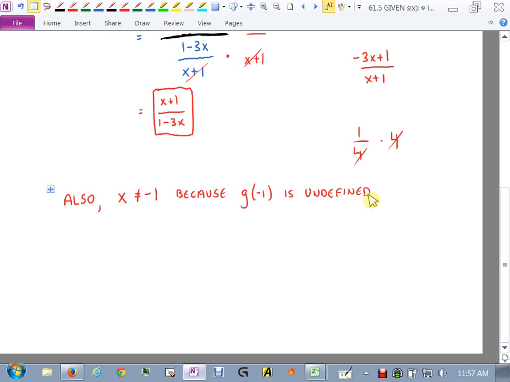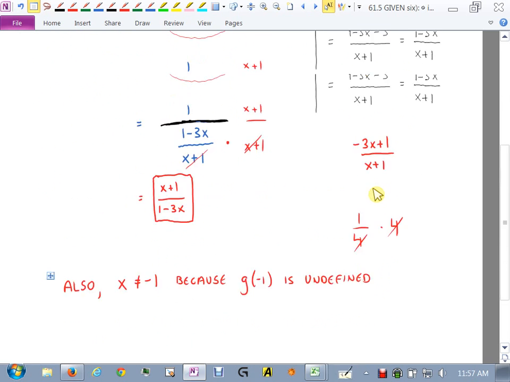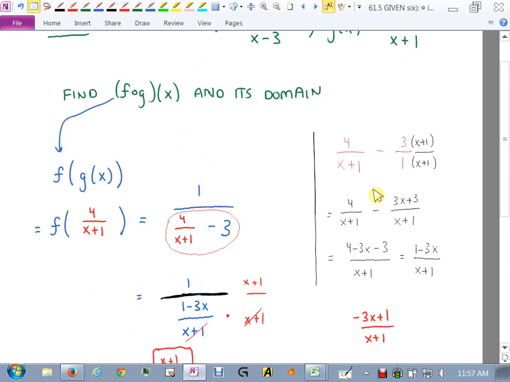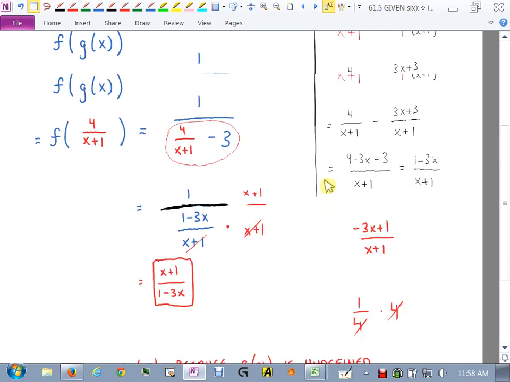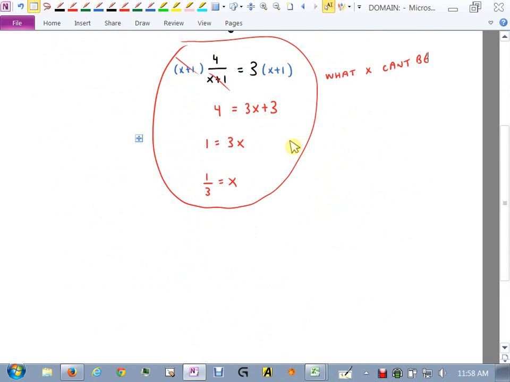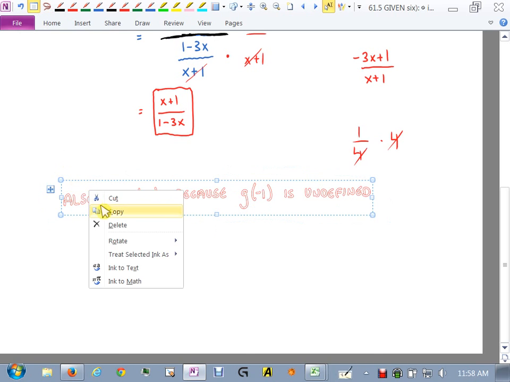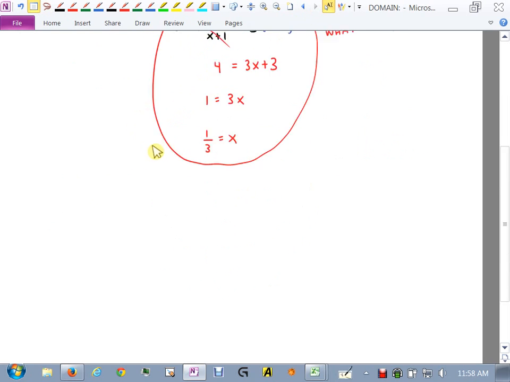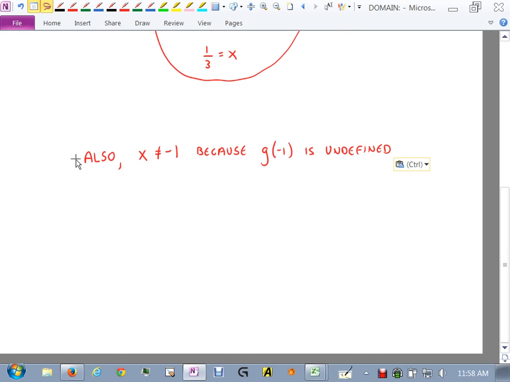So what are the two numbers I pulled out? -1 and 1/3? Wait, where was it? Where did I do it? Was that the next page? Oh, oops. I meant this to be on the next page. So here's our final answer, our domain.